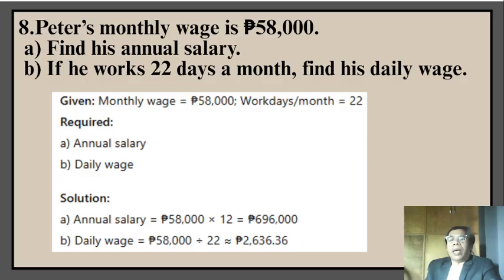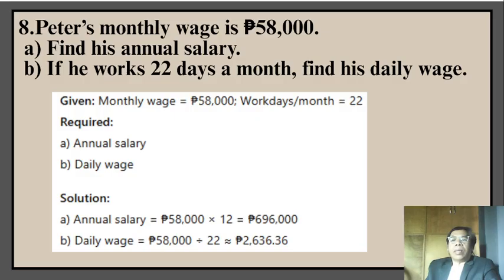Number 8, Peter's monthly wage is 58,000. Letter A, find his annual salary. Letter B, if he works 22 days a month, find his daily wage. Given monthly wage 58,000, work days per month is 22. So required, annual salary and then the daily wage.